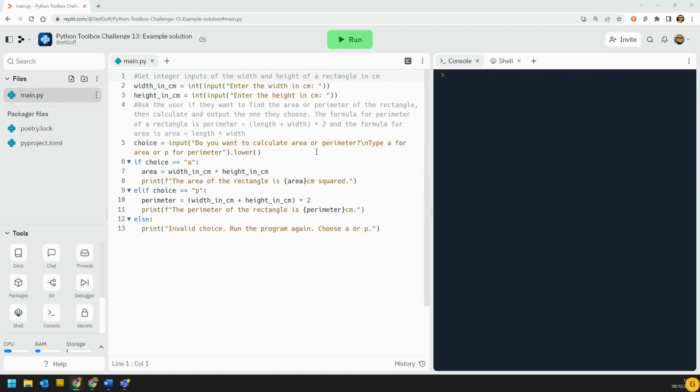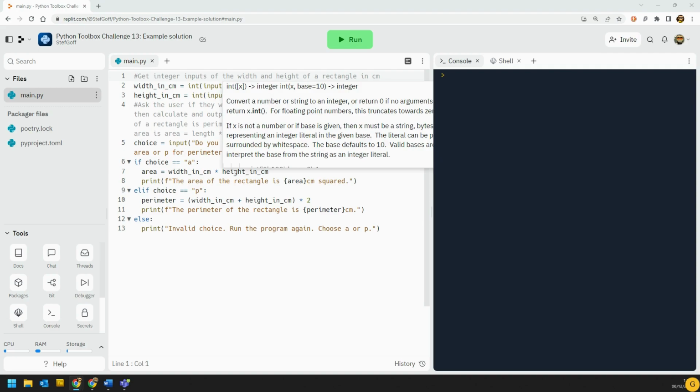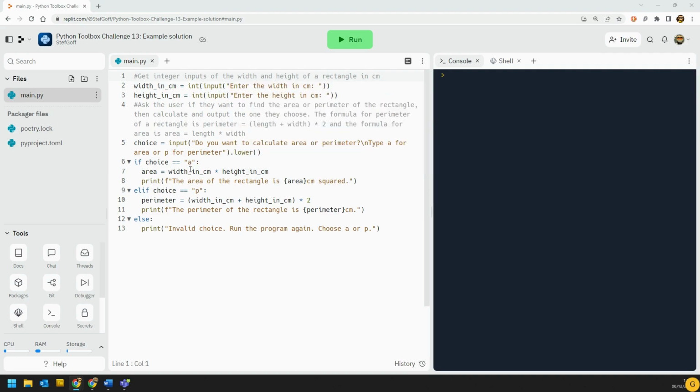Now, just a few little things to note here. I've given this little extra comment, type A for area or P for perimeter. It's just a little thing you can do to make your program more user-friendly rather than having to have them type the entire word. Now, the other thing I've done is I've included my dot lower again. This way I know even if they typed a capital letter, I only have to check one thing. Now, alternately, I could say if choice equals A or choice equals capital A, but it seems easier to do it this way.